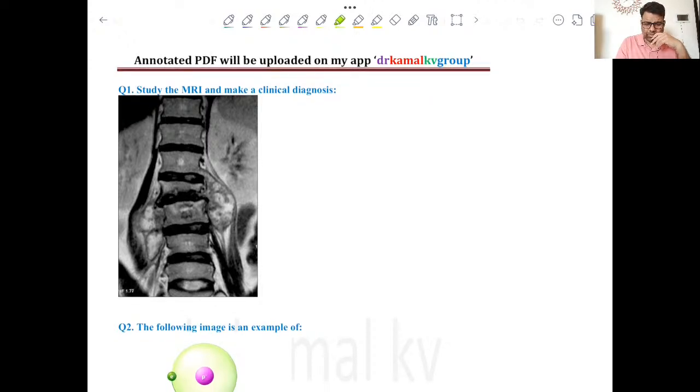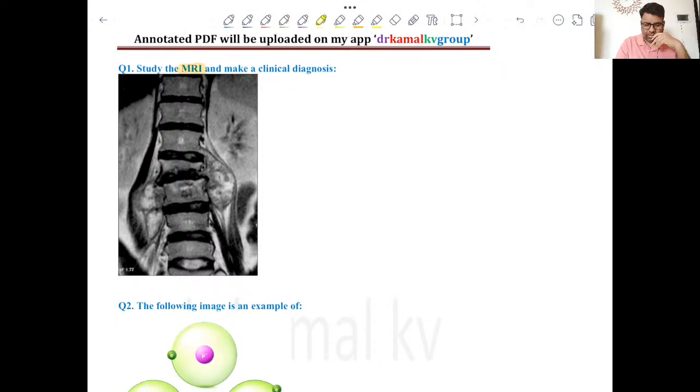So the very first question goes like this: there is an MRI scan and we have to identify the condition which is shown in the MRI image. Now I'm just trying to highlight the points based on which you can make out your answer for a given image based question in the exam, right?